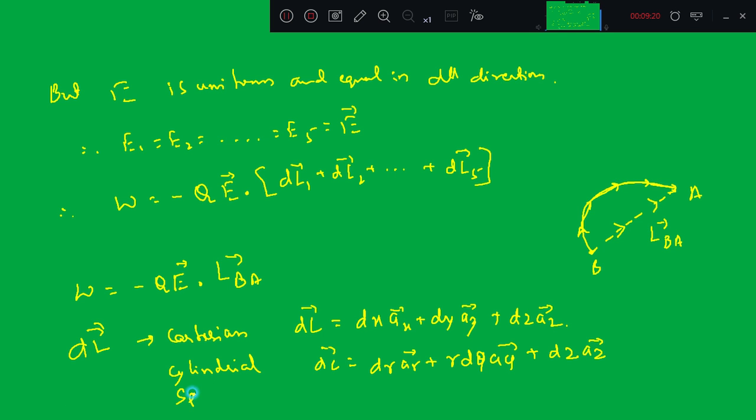If you go for spherical, dl varies as dl equal to dr ar plus r d theta into a theta plus r sin theta d phi into a phi. So depending upon your planes, you need to choose the dl value.